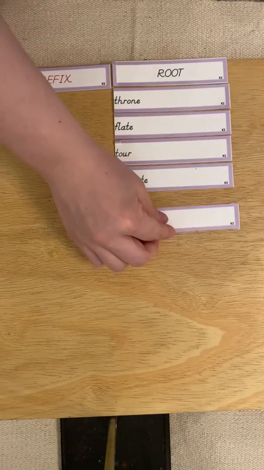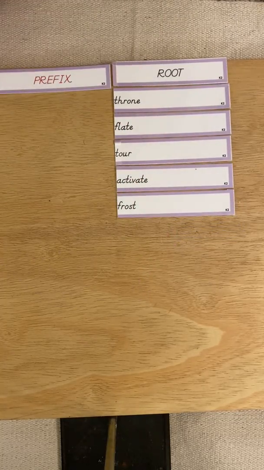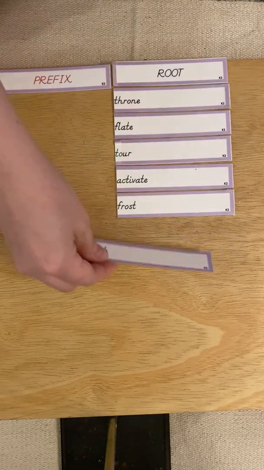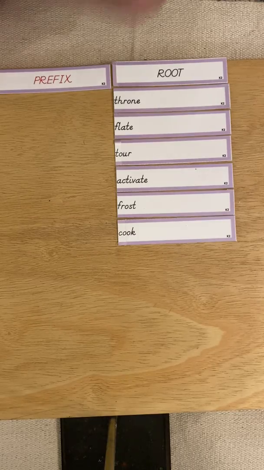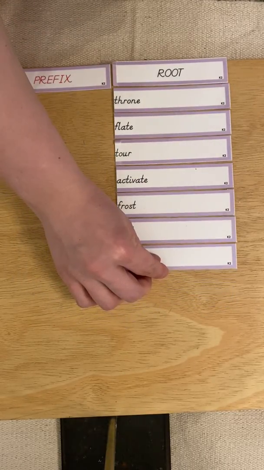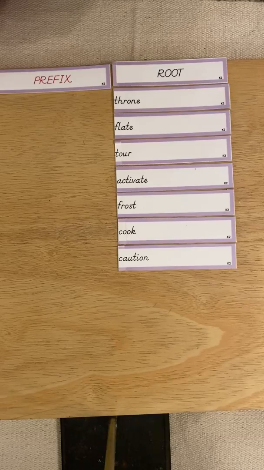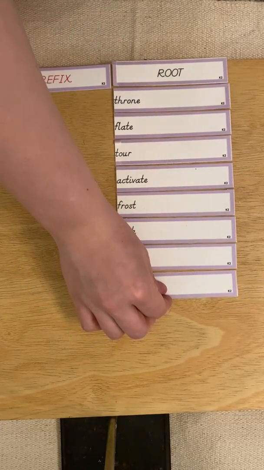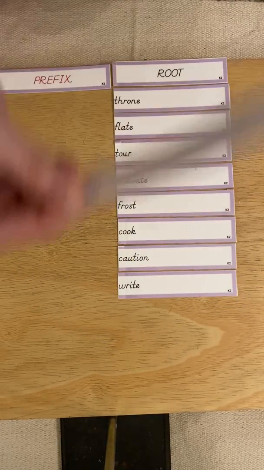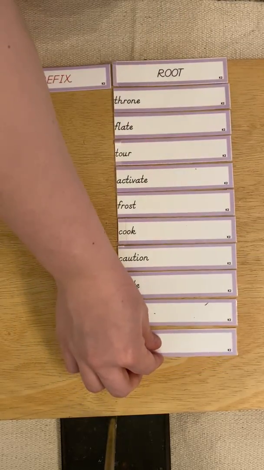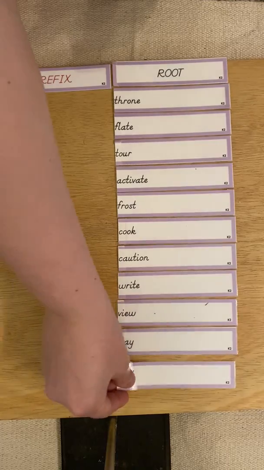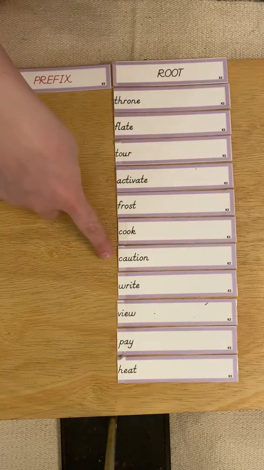We have the word frost. What's frost? It's cold, ice. All right, then we have the word cook. You know, when you cook food. Caution. Write. View. Pay. And heat. Okay, so caution we know can mean be careful.